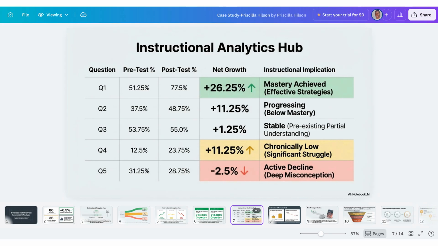So going back to that instructional analytics hub, this is an item level table. This item level analysis reveals where they succeeded and where they struggled. So they achieved mastery on question one with over 26% growth, but question five saw an active decline of 2.5%. So this signaled a deep misconception that was not corrected by the initial instruction.